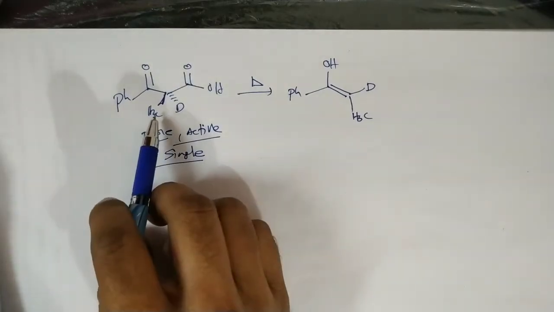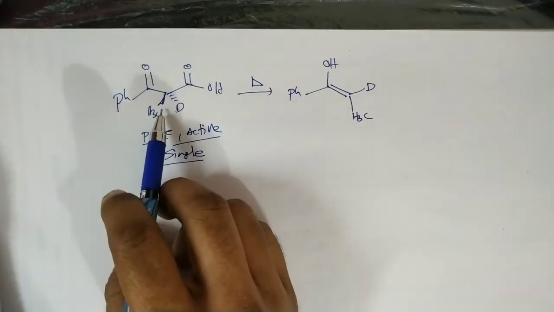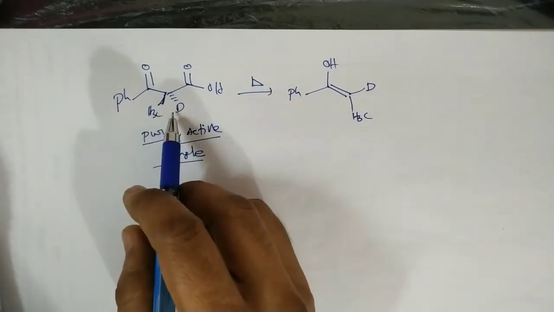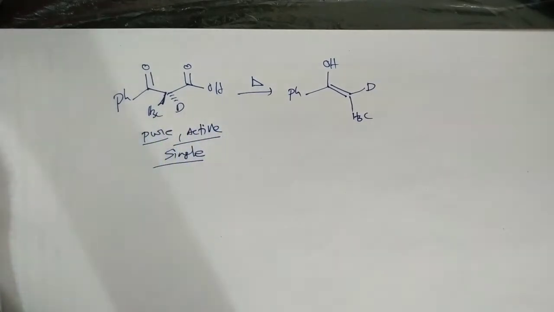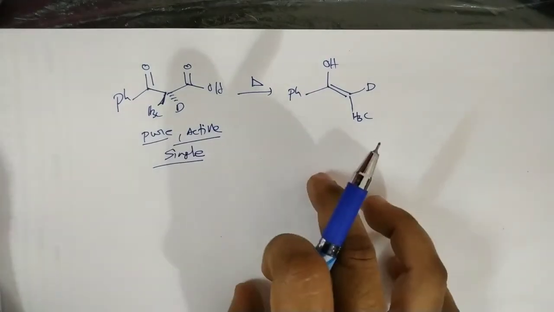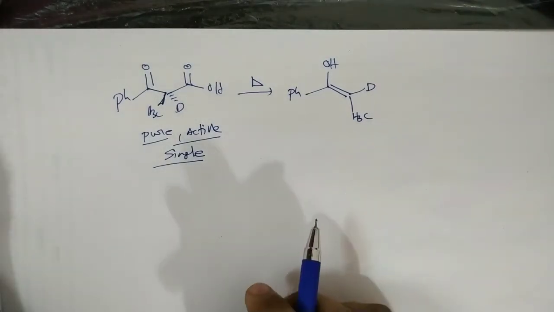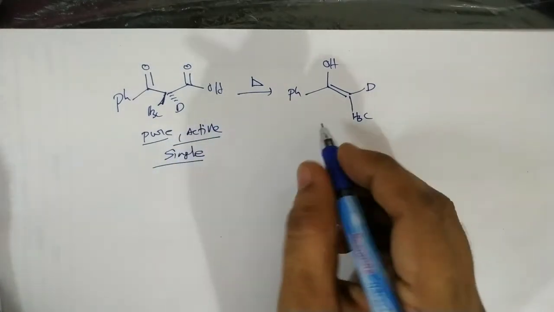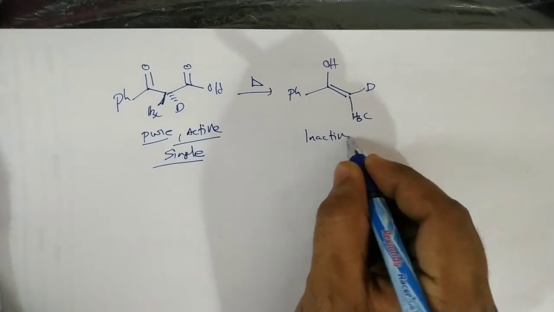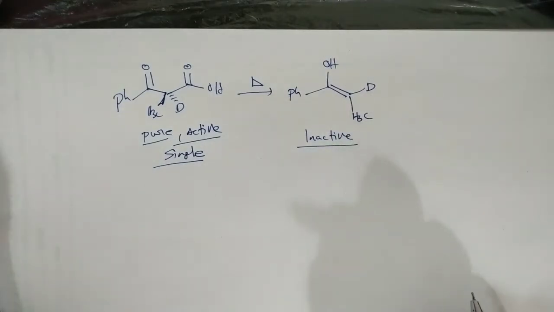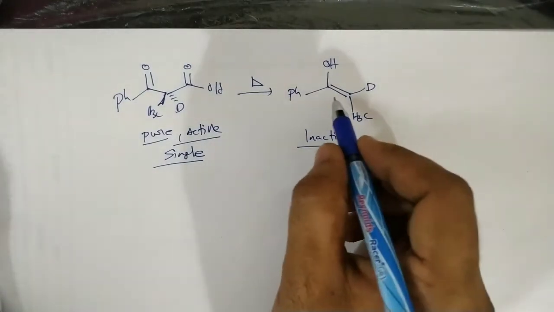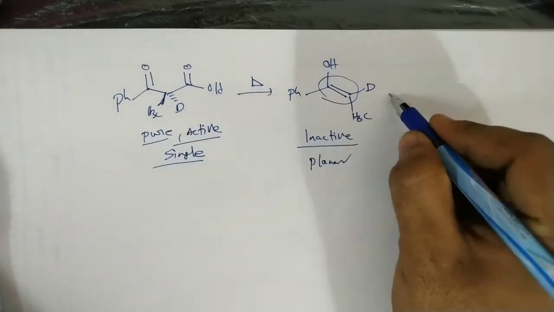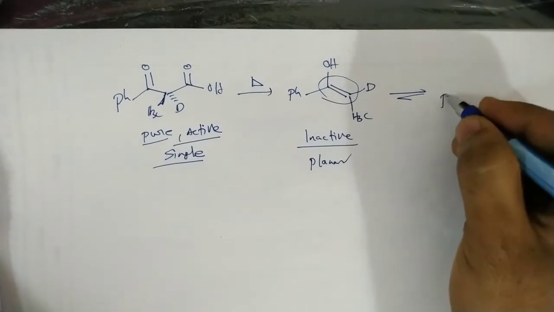Of course, another enantiomer is possible. In that enantiomer, the methyl may be below the plane and deuterium above the plane. So in this case, this compound on heating will give the enol and then we'll get the product, that is a ketone. So now that enantiomerically pure compound, that is optically active compound, is converted to optically inactive compound. So now this optically inactive means here about the C double bond C, it has a planar geometry.